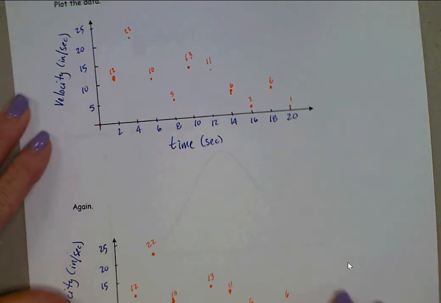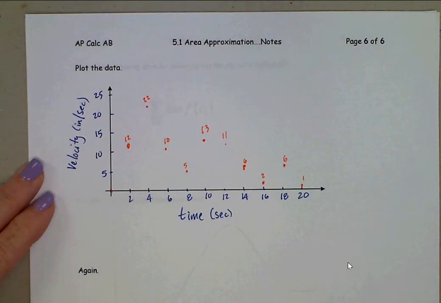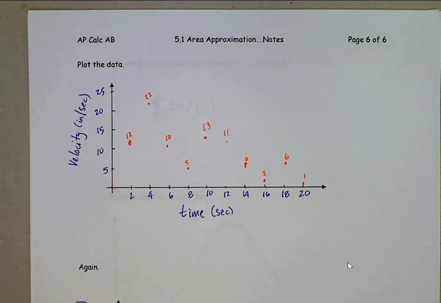AB Calculus, section 5.1, page 6. All right, from the previous page, we were to estimate the distance traveled using 10 subintervals of length 2 with left endpoints and right endpoints.